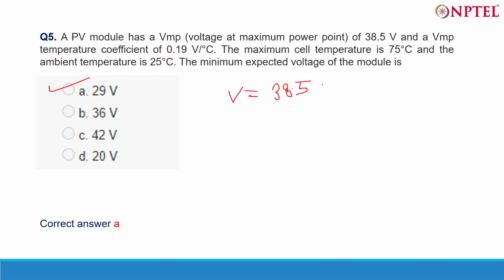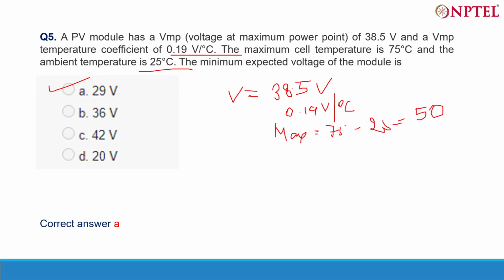So voltage at maximum power point is given, V equal to 38.5, and voltage temperature coefficient is given 0.19 volt per degree Celsius. Okay, and maximum cell temperature is given 75. So now what is the difference between cell temperature and STC? STC is 25 degrees Celsius. So subtract it from 25. So this difference is 50.